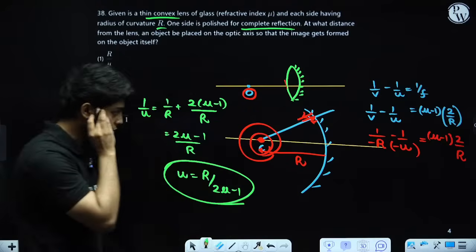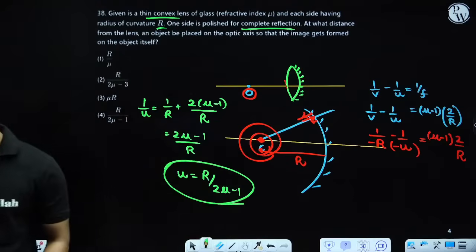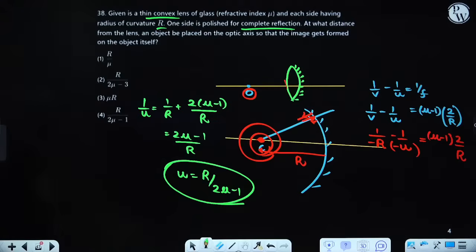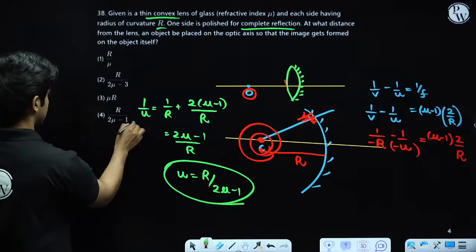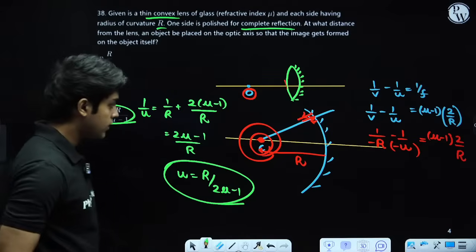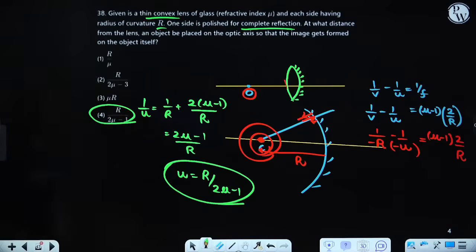Okay, so this is how you solve it with the lens and mirror formula. Yeah, r divided by 2 mu minus 1, yes, fourth option. Okay, so that is it.